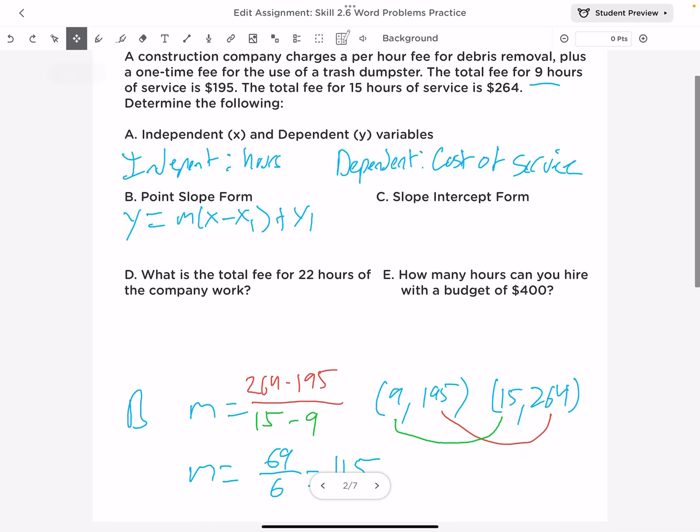So let's go in and let's put in our y is equal to 11.5 times x. And then for x1, y1, we can use just one of our points down here. I'm going to choose this point here, 9, 195. And so for this, I would say x minus 9, because of 9 hours. And then we know it's going to cost us $195. So this is my equation in point slope form.